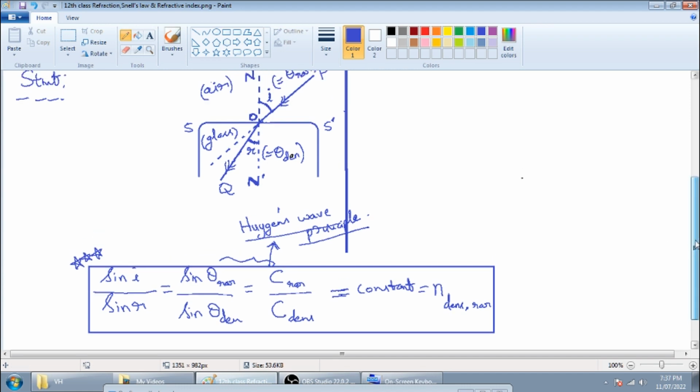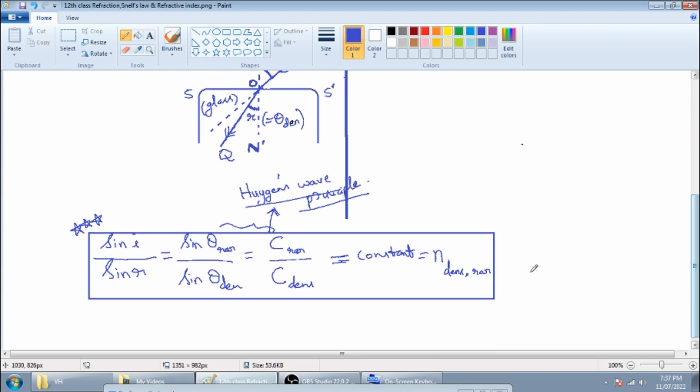So the entire statement can be just remembered from this particular equation. Even the definition of refractive index also can be remembered from the same equation. It's very simple. So the simple form is sin i by sin r is constant, that is refractive index. A more complete form is this entire equation, including the velocities of light in the rarer medium and the denser medium. So that's about the simple statement of Snell's law of refraction.